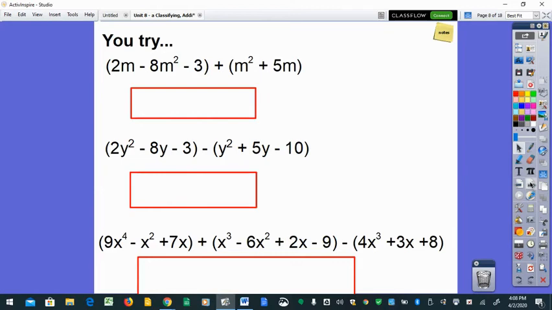So here are 3 for you to try yourself. So pause the video and give it a go and come back and we'll see how you did. Okay, let's check out how you did.